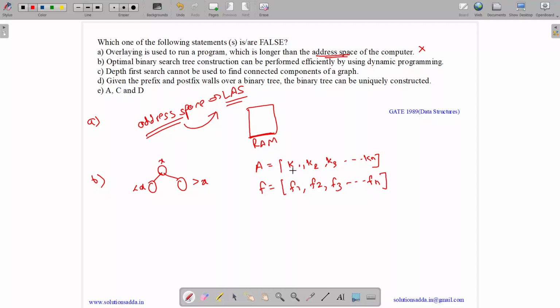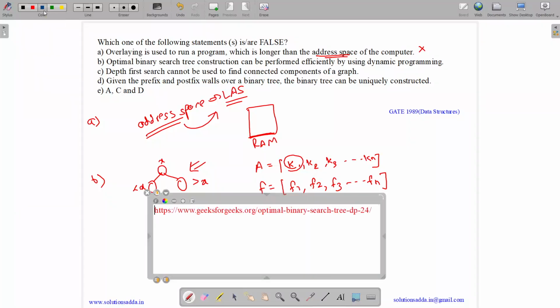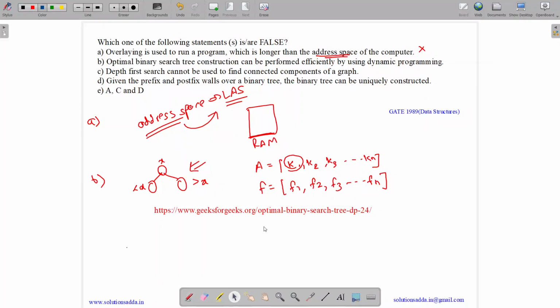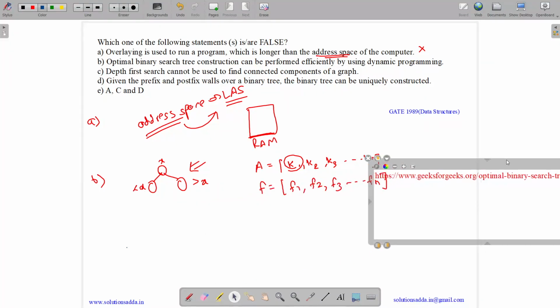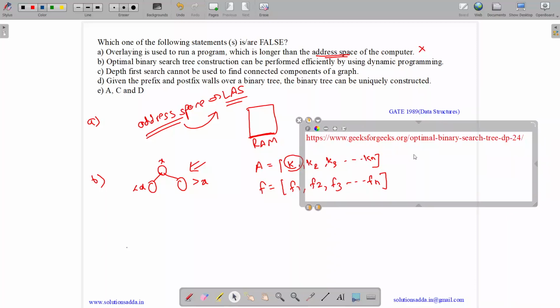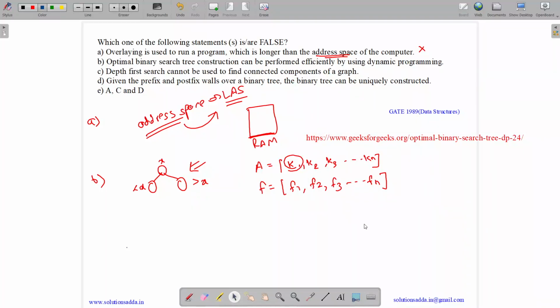This frequency means suppose key1 is searched f1 times in this binary search tree. So we need to construct such a binary search tree such that the overall cost of searching is minimum. For this, you can refer to this link. This link is basically a GeeksforGeeks link which tells the dynamic programming solution for this. So a DP solution is possible for this.